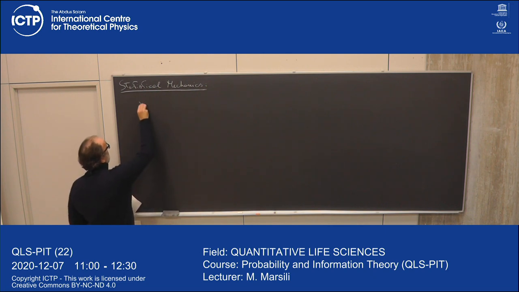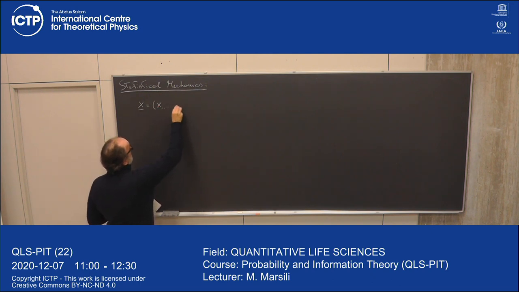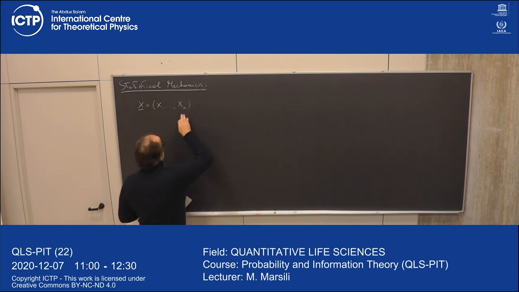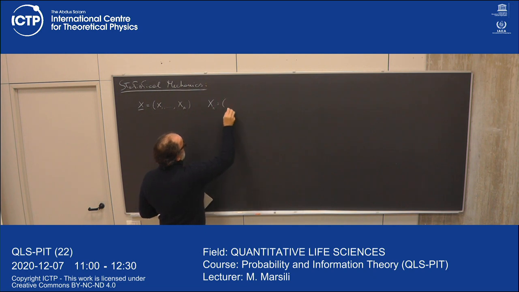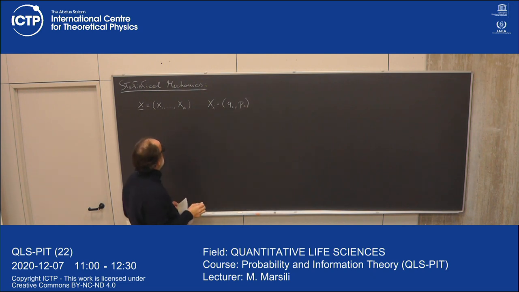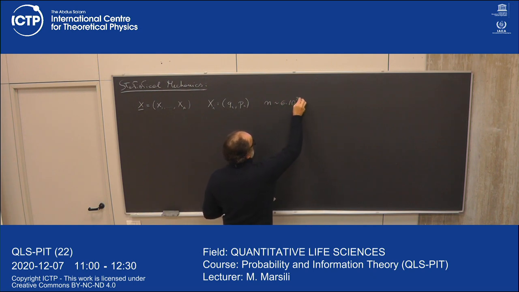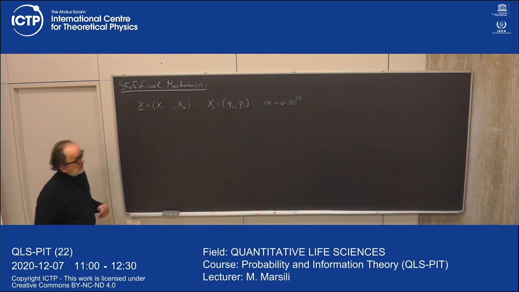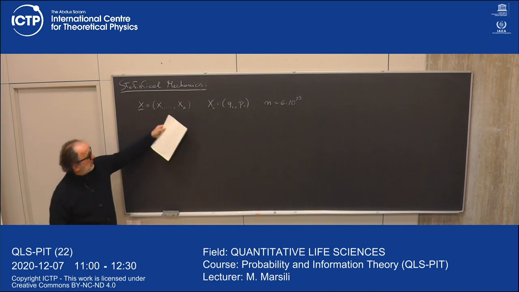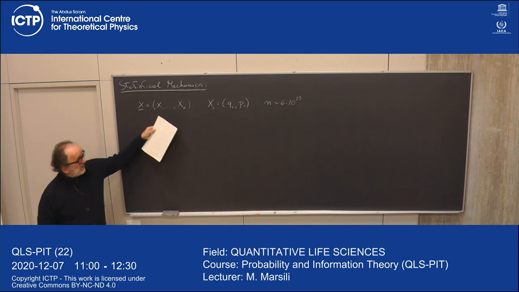In general, these particles are described by a vector of coordinates. For n particles, each of these coordinates is formed of two parts: the physical spatial coordinates, and the momenta. The important point is that n is very large; it's of the order of Avogadro's number, which is 6 × 10²³. So we are in a situation where we deal with a vector of many variables.